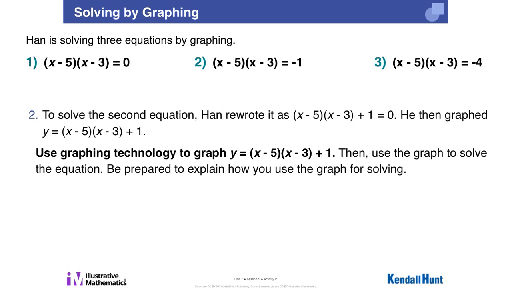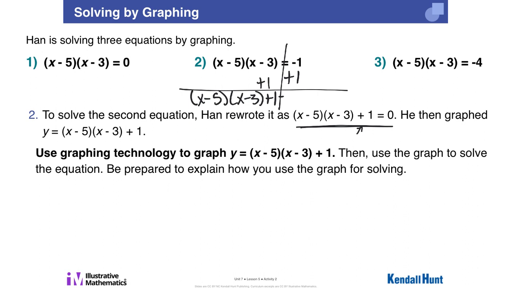It says to solve the second equation, Han rewrote it like this. You can see that plus 1 is right there. So looking at the equation, this is what he did. He added 1 to both sides of the equation. And what he ends up with is x minus 5 times x minus 3 plus 1 equals 0. Notice that that plus 1 is just hanging out here on the end. It's not being combined with anything here, because these things are being multiplied together. But now the whole thing equals 0.